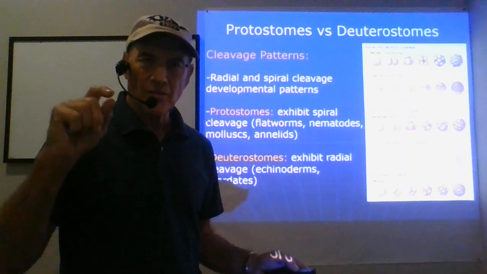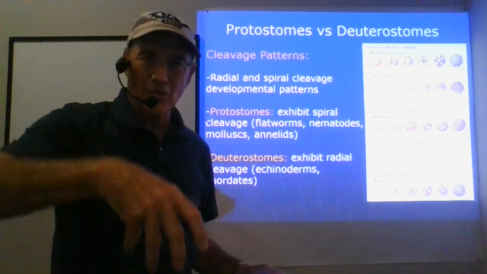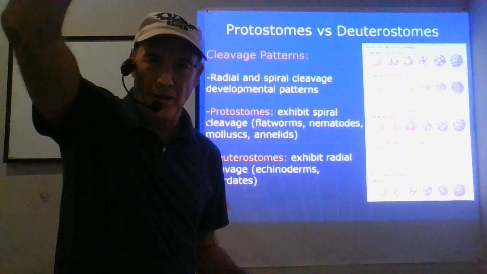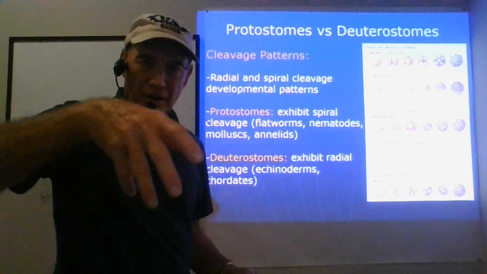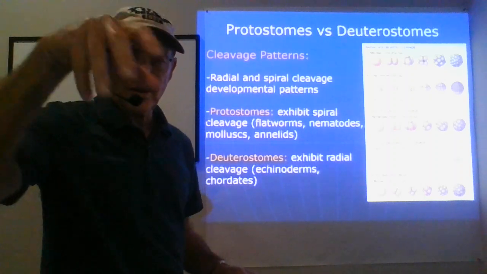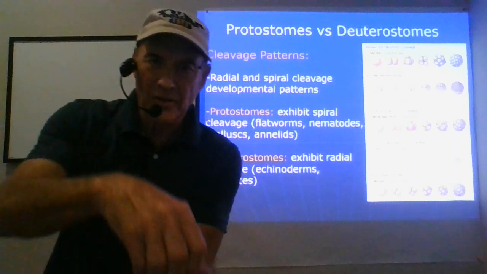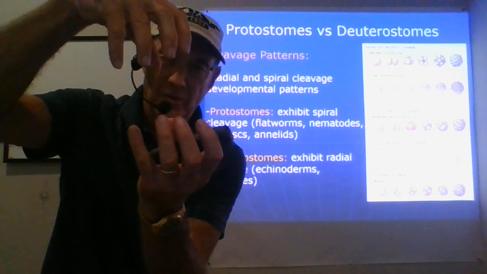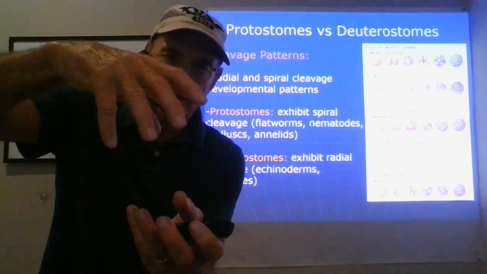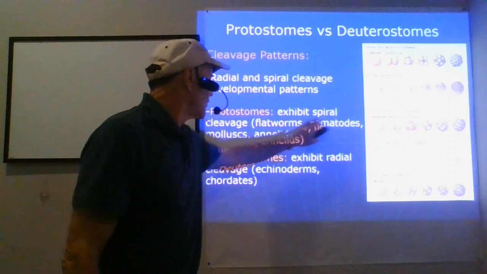Radial is, I'm sorry, I think I said it backwards the first time. Radial is when the cells divide and they go straight up. Spiral is when the cells divide and they rotate. I got it right this time. So radial cleavage is when the cells divide and they're straight up, right above each other, and spiral cleavage is when the cells divide, they rotate. So protostomes exhibit spiral cleavage.